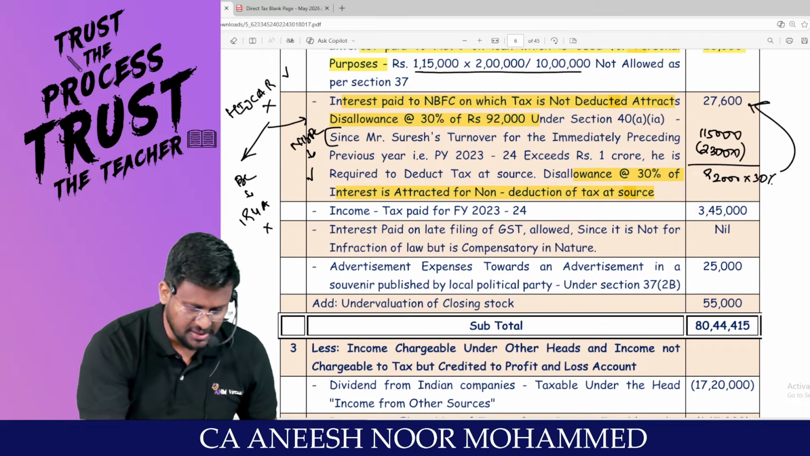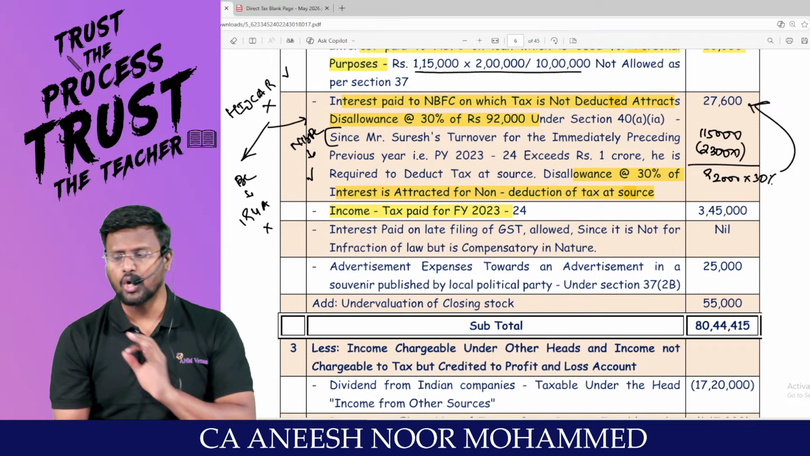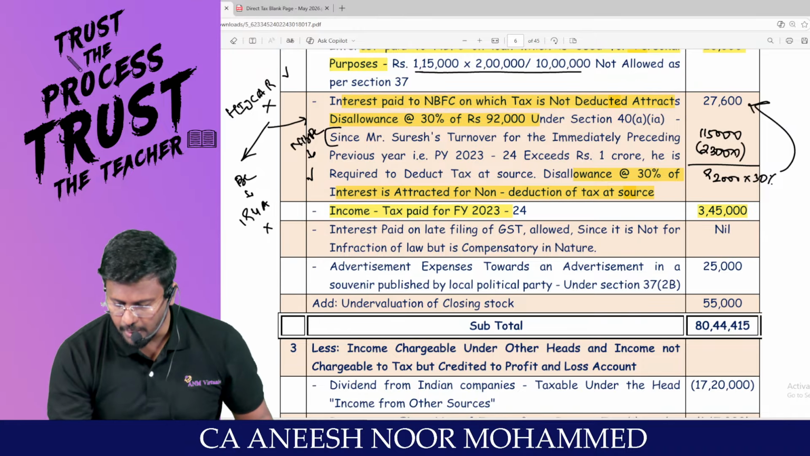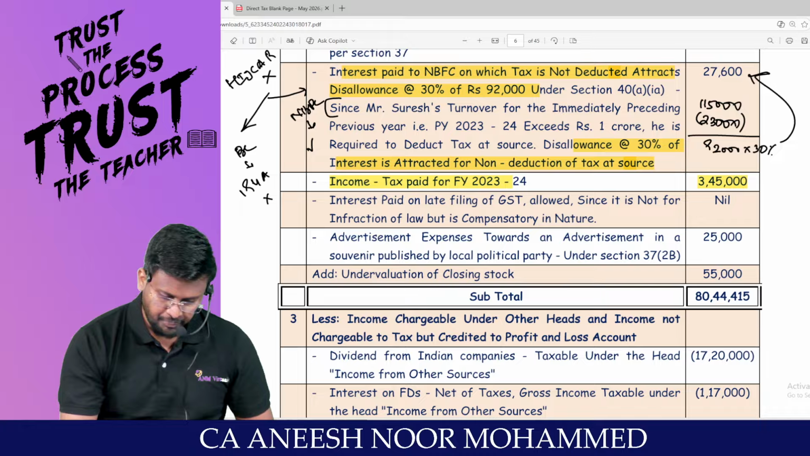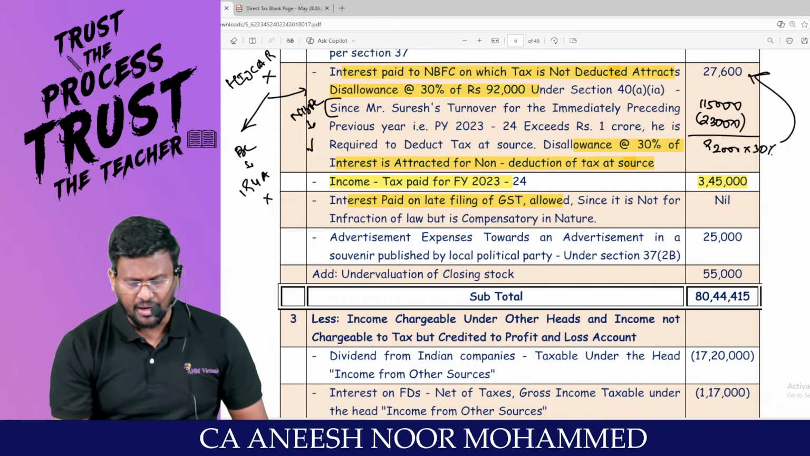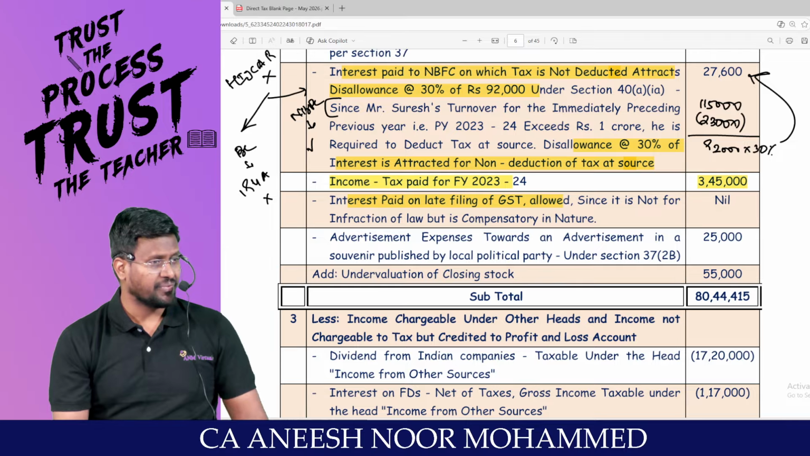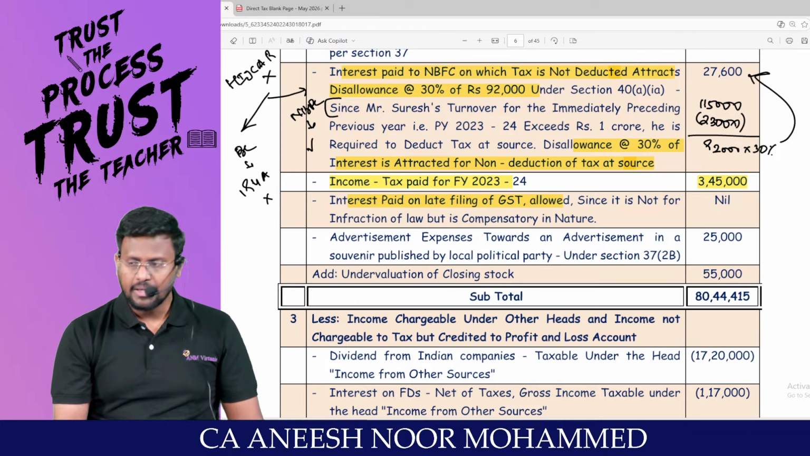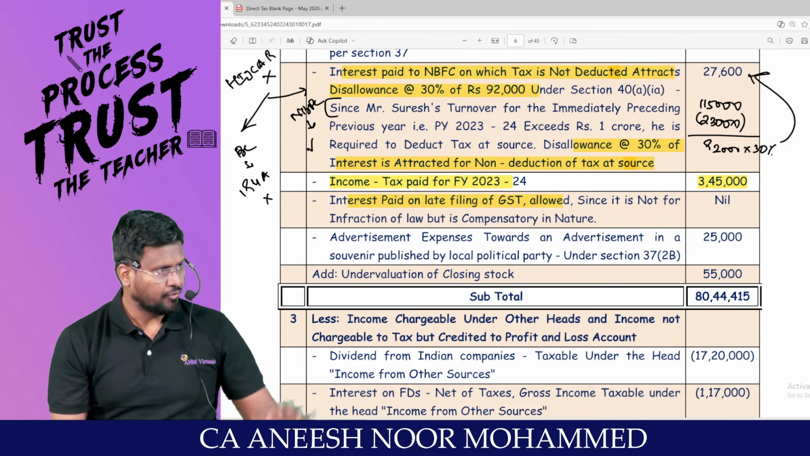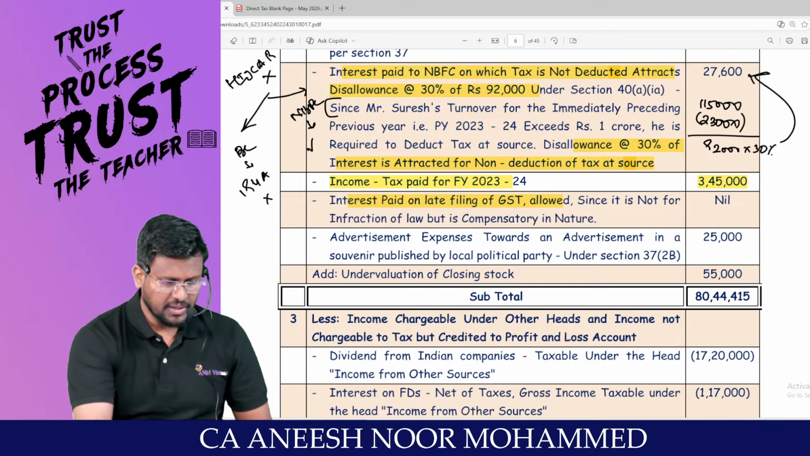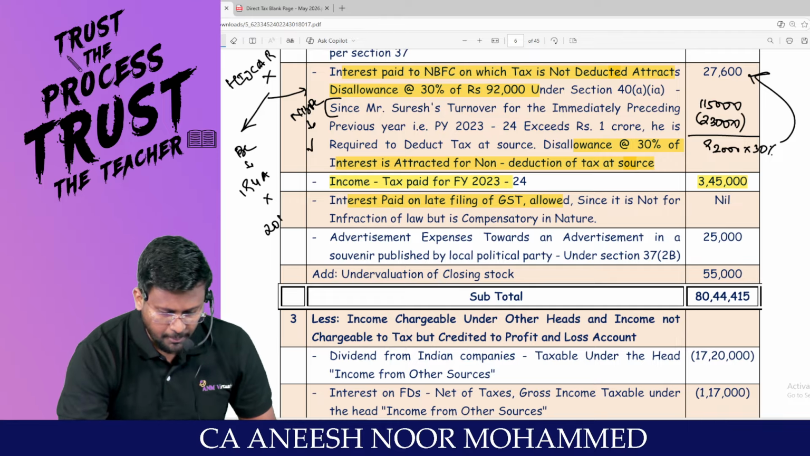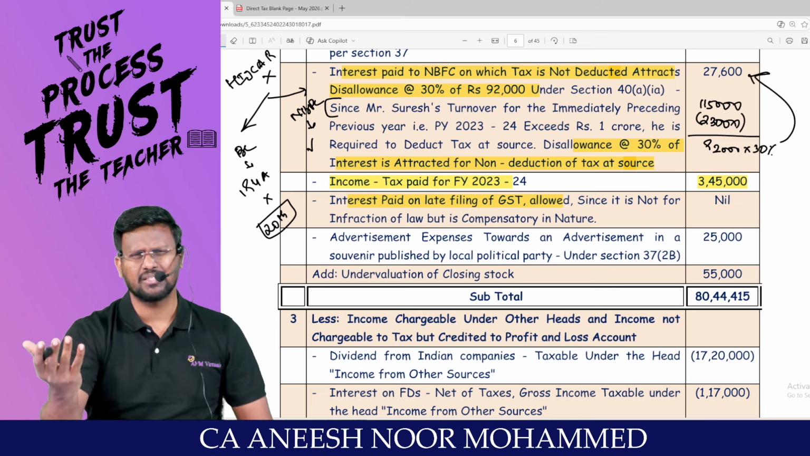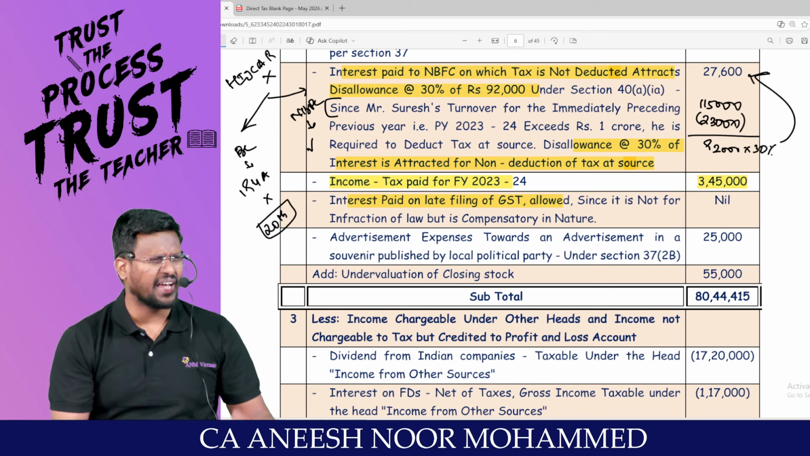Sir, income tax is not an allowable expenditure, should not be debited to P&L account. If it has been debited to P&L account, should be added back. Interest paid on late fees of GST. Interest means it is compensatory in nature. It is not infraction of law. For example, my dear lovable students, sir, I have to make the GST payment on or before 20th. GSTR 1 is there, GSTR 3B is there, IFF is there, like that.